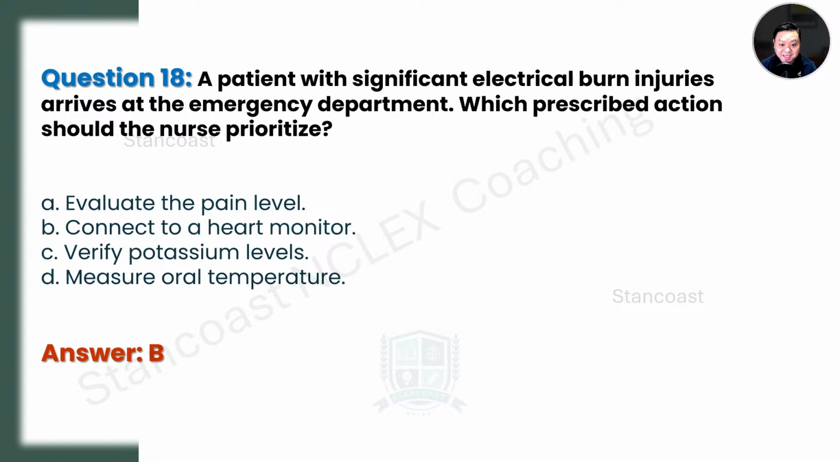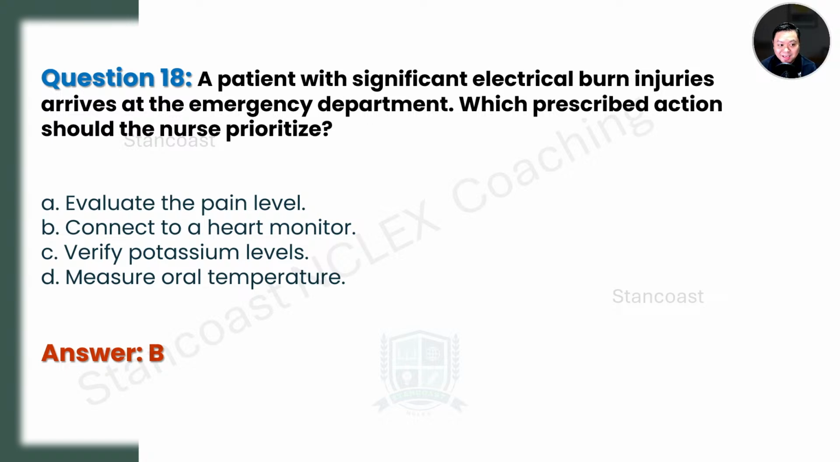detect any cardiac complications. If you selected letter A, evaluate the pain level. This is important for managing the pain and promoting comfort, but it's not as critical compared to monitoring for the arrhythmias, right? If you selected letter C, verify potassium levels. We know that this is important, but it will take time for the lab results. So what we need to do here is to immediately connect the patient to the cardiac monitor.